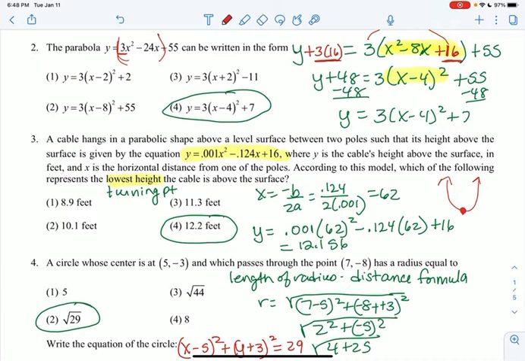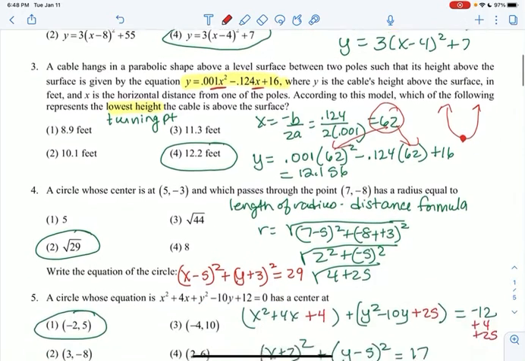I want to know the lowest height, so I have to take that 62 and I have to go back and I have to plug it into my original equation wherever there was an x. So it's just 0.001 times 62 squared minus 0.124 times 62 plus 16. Now all that goes in the calculator, so even though it looks terrible, your calculator is going to do all your work for you, and you get 12.156, which is 12.2.